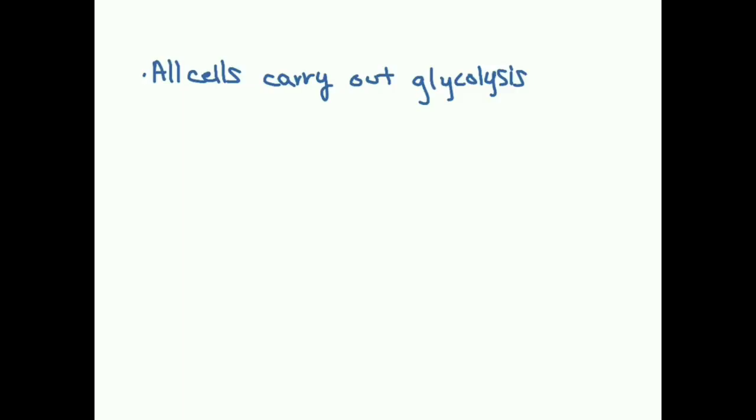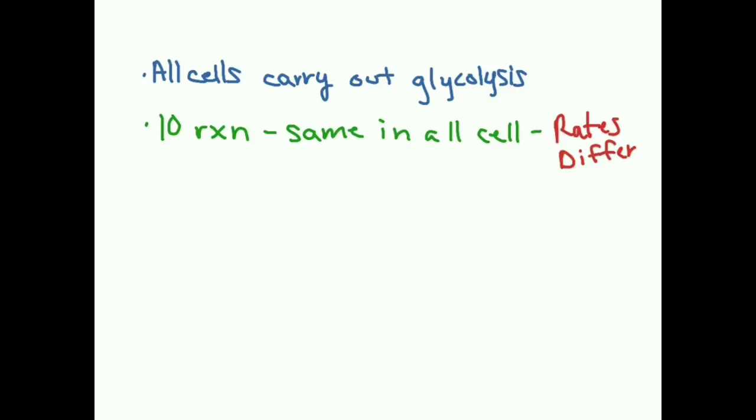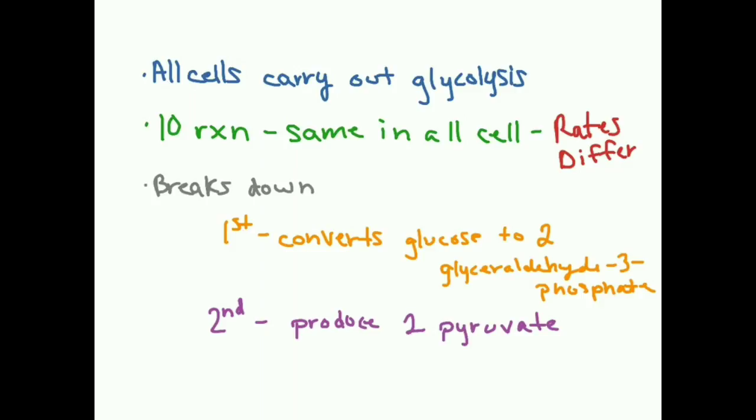Essentially, all cells carry out glycolysis. There are 10 reactions in glycolysis, same in all of the cells, except the rates differ. Glycolysis breaks down into two phases.